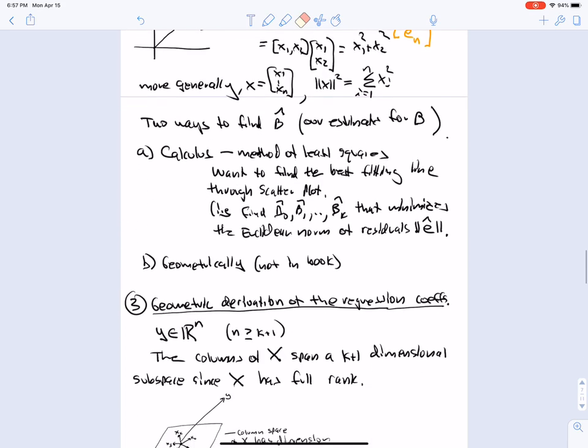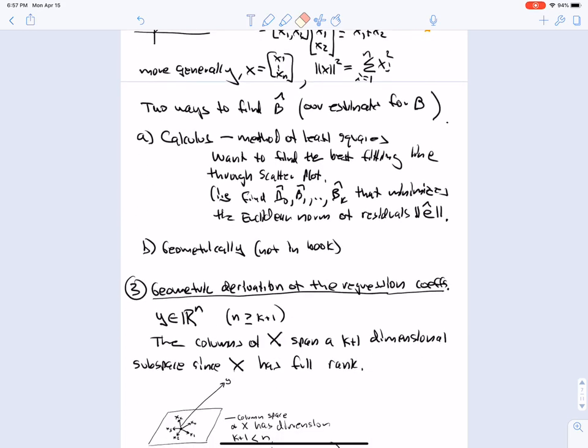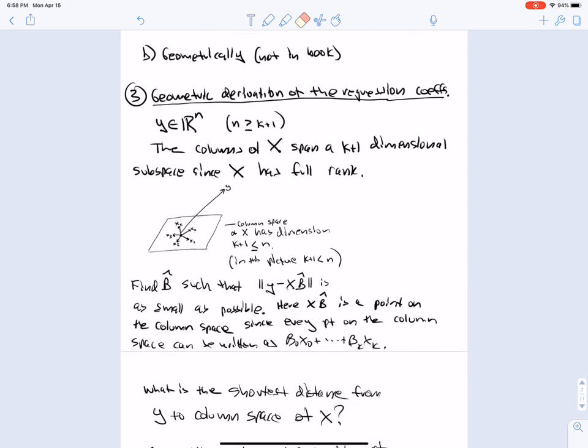Now there are 2 ways to find our coefficients, beta hat. One is using calculus, the method of least squares. We want to find the best fitting line through our scatter plot. In other words, we want to find beta 0 hat, beta 1 hat, up to beta k hat that minimizes the Euclidean norm of the residuals. There's that way, but then there's also the geometric way to do it, which is not covered in the book, but I'm going to cover it here because it's a very simple picture, and it covers both the simple regression and multiple linear regression cases.